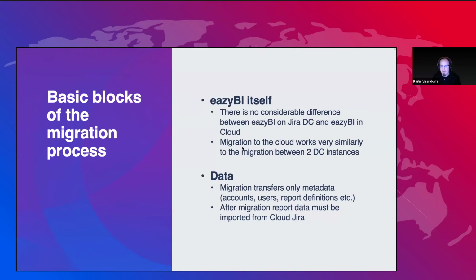And also the migration process itself works very similarly to migrating between two Data Center instances. The process is the same. It uses the same zip archive file with the data. So whether you are migrating to another DC instance, just exporting it, or migrating to the cloud, it works the same. Next step, data. That's probably a huge thing for everybody.